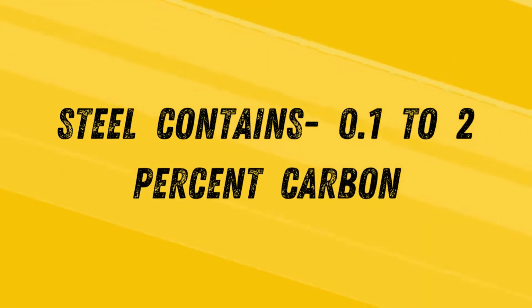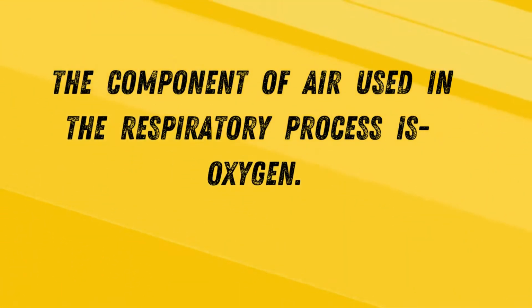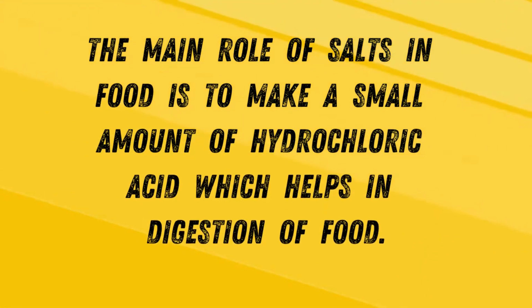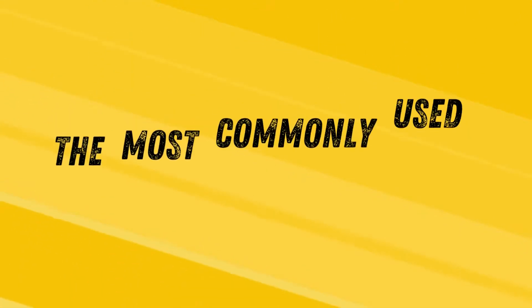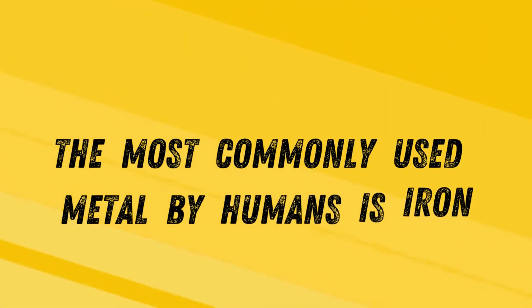Steel contains 0.1 to 2% carbon. The component of air used in the respiratory process is oxygen. The main role of salts in food is to make a small amount of hydrochloric acid which helps in digestion of food. The most commonly used metal by humans is iron.